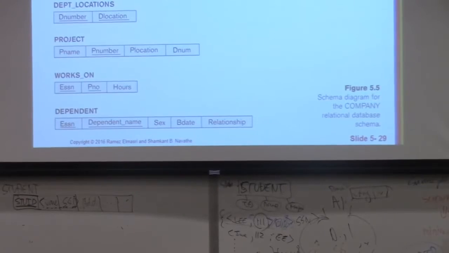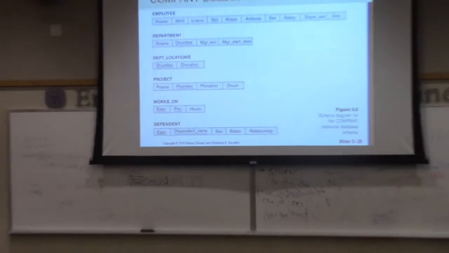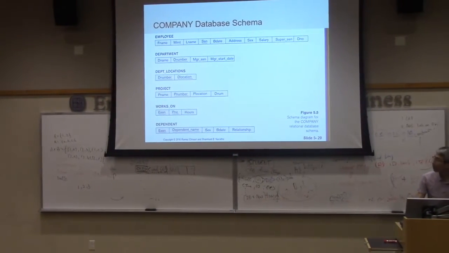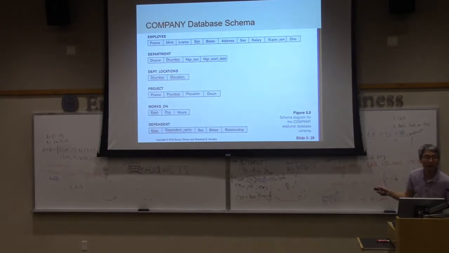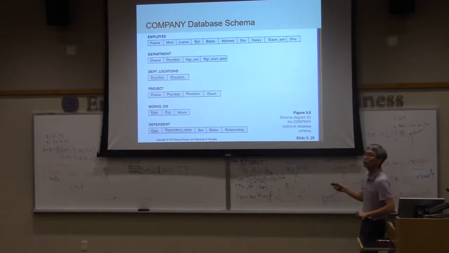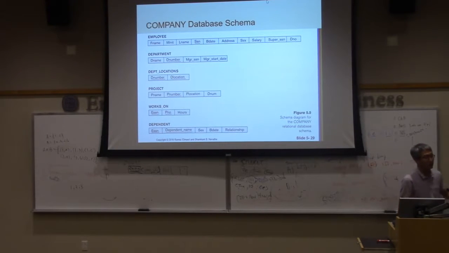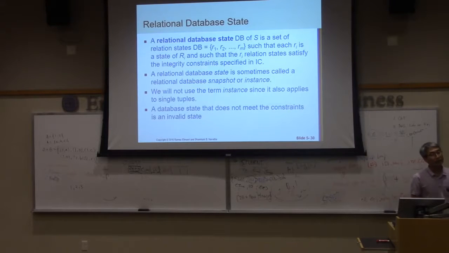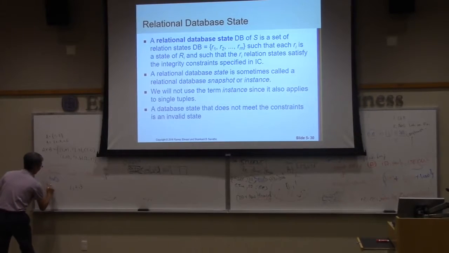So this is the relational schema diagram for the company database so far. We have a number of relations and their primary keys. This one is supposed to be connected: D number plus D location. Okay, it is not possible to have multiple keys. So it's a composite key, one primary key, and it should be connected. So it's a typo. Okay. Next, we talked about the key constraint.